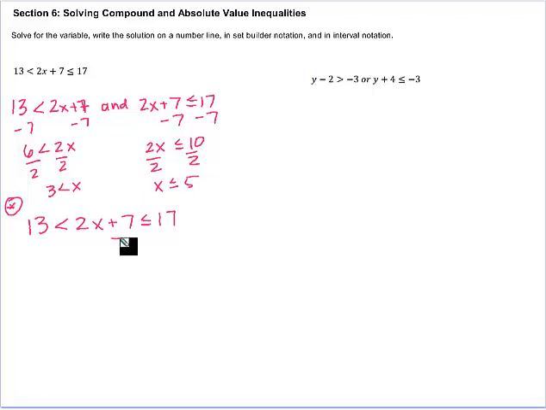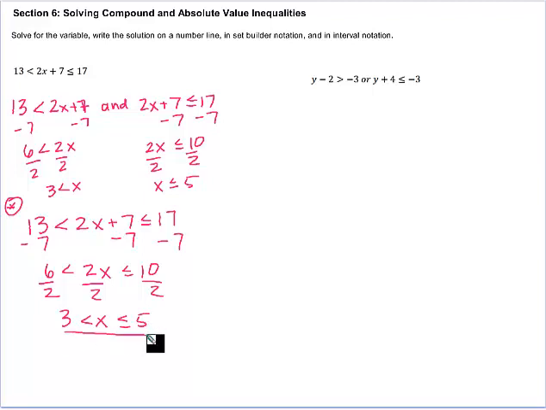So here, if I want to subtract 7, I'm going to subtract 7 from all sides. So I get 6 is less than 2x is less than or equal to 10. Then to get my x alone, I can divide by 2, but divide by 2 everywhere, we get 3 is less than x is less than or equal to 5. And now here, this is already written as a compound for us, and that is how we want to write our solutions. Whereas up here, we would still have to combine them together.